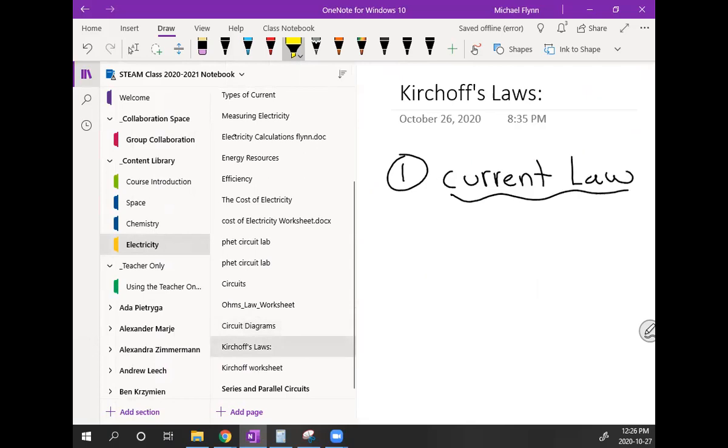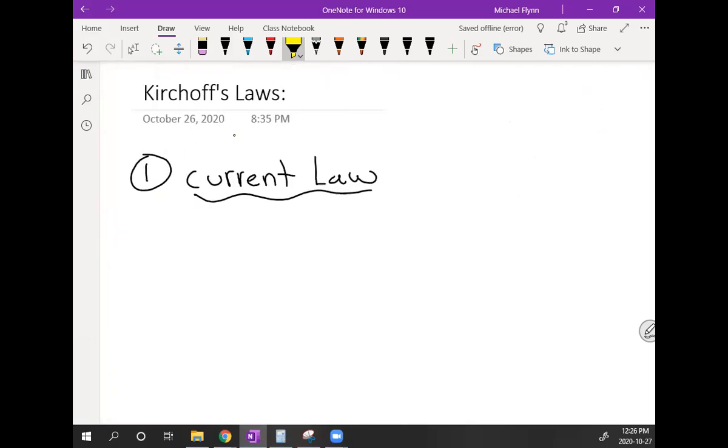All right. Now, let's get to the lesson for today. It's Kirchhoff's laws. Kirchhoff's laws are rules for how voltage and current work in an electric circuit. So let's just take a look at some of these rules right now. There are two rules. One is called the current law.